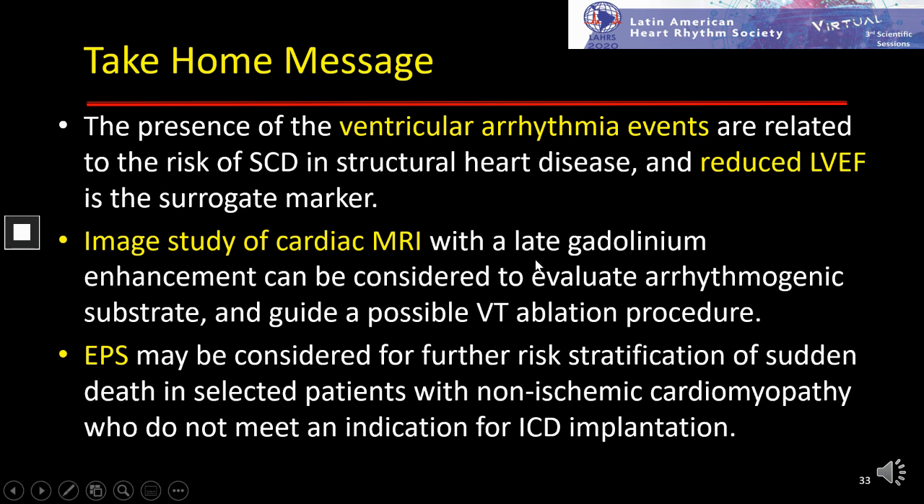So ladies and gentlemen, this is my summary of my slides, my conclusion. The presence of ventricular arrhythmia events is related to the risk of sudden cardiac death in structural heart disease, and reduced ejection fraction is a surrogate marker. Imaging study such as cardiac MR with late gadolinium enhancement is quite useful and can be considered to evaluate the arrhythmia substrate and to guide the VT ablation procedure. EP study may be considered for risk stratification of sudden cardiac death in select patients with non-ischemic cardiomyopathy who did not meet the indication for ICD implantation.